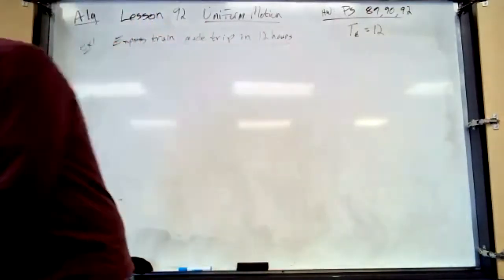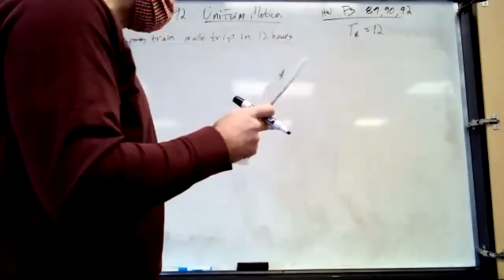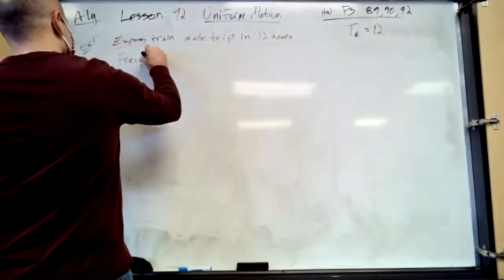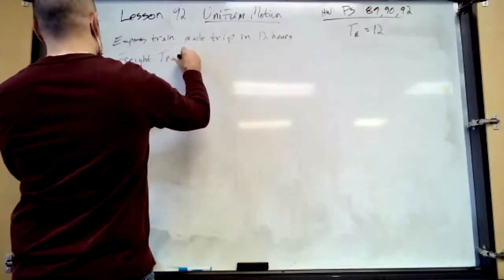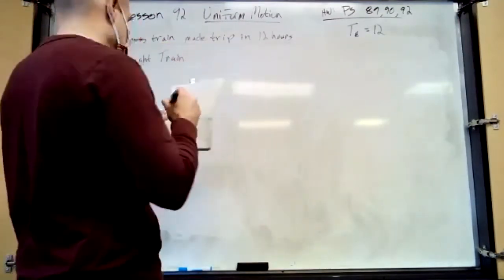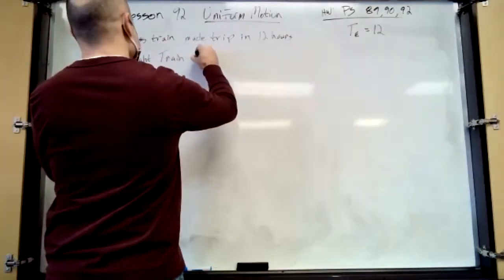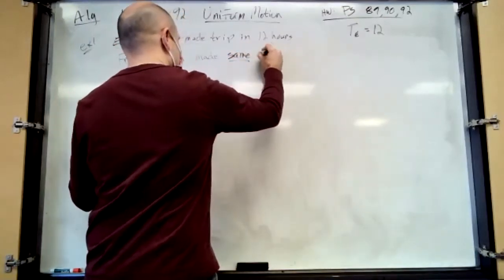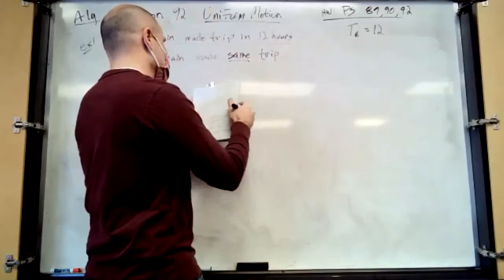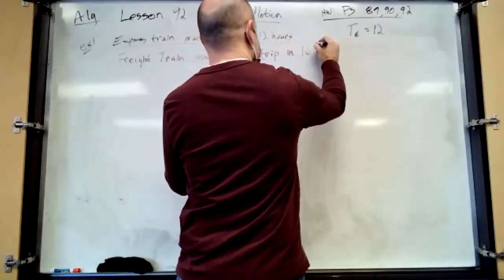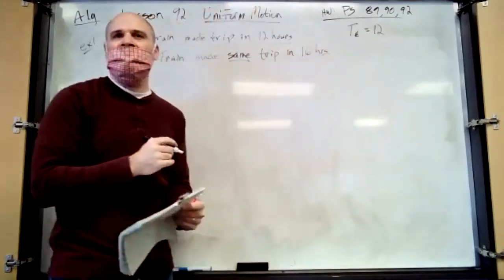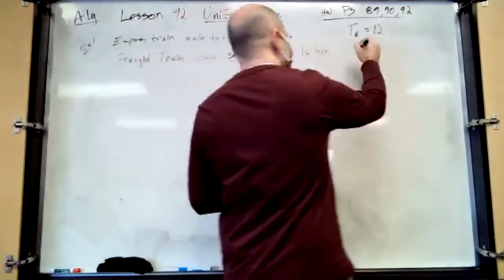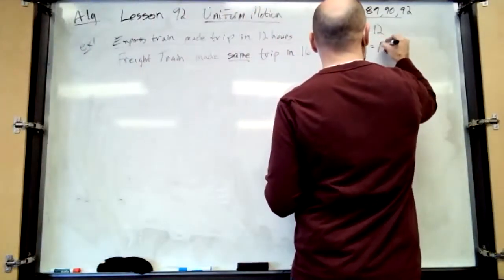Now we can forget about this sentence. Who cares? Next sentence. Next day, the freight train, so that looks like a subscript F, right? Freight train made same trip. What does that mean? Equal. Okay. Same trip in 16 hours. Okay. Now what can we say? Freight train made the same trip in 16 hours. Micah? T subscript F equals 16. Yes, T of F equals 16.